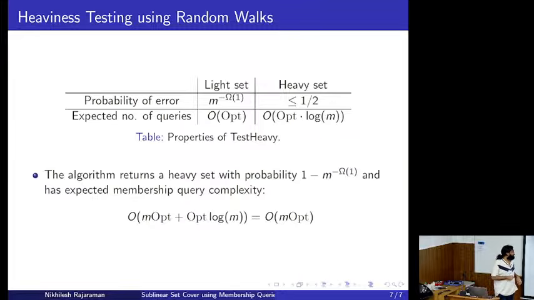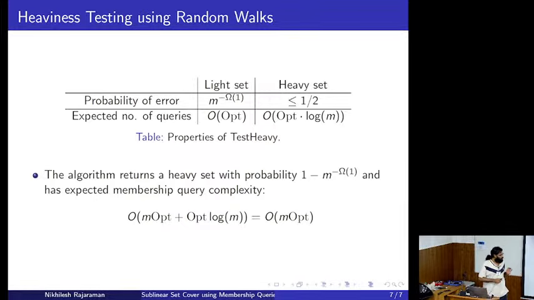Roughly, because there are m such light sets, and it uses only opt queries on each of them in expectation. And on heavy sets, it uses opt log m, but at most it queries them only a constant number of times before it finds one. So this gives us our m opt query bound.